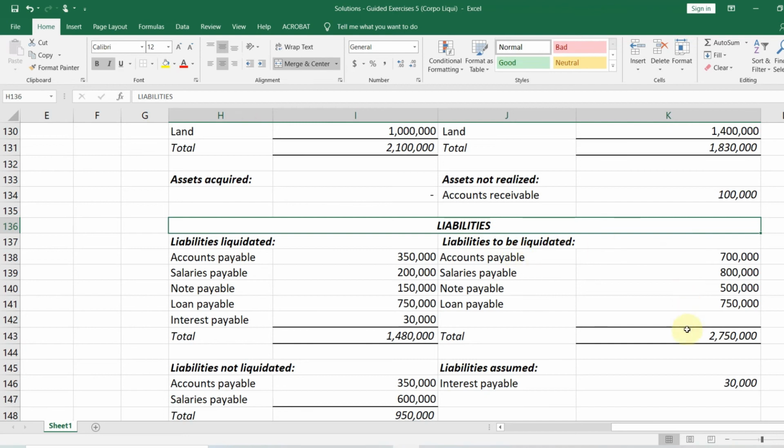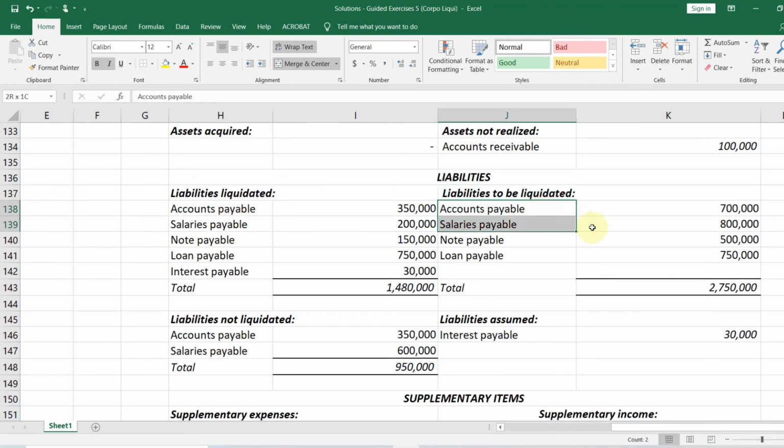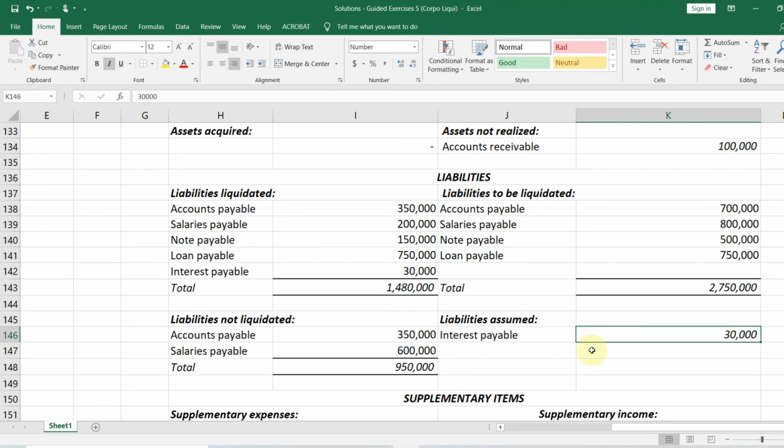Next, liabilities. So, we start at the credit side kasi credit balance niya. Liabilities to be liquidated. So, these are the carrying amounts of the liabilities. So, you have AP, salaries payable, note payable, loan payable, total of 2,750,000. Okay? Liabilities assumed, again, sa credit side. So, isa lang naman yung bago. Okay? Interest payable na 30,000. These are the new liabilities, ha? Interest payable, 30,000. So, yun siya lang naman.